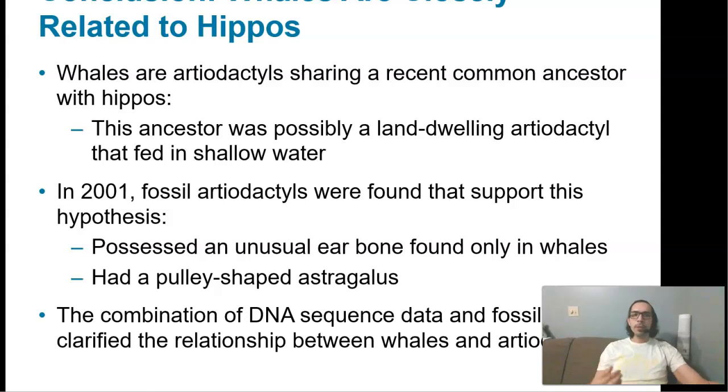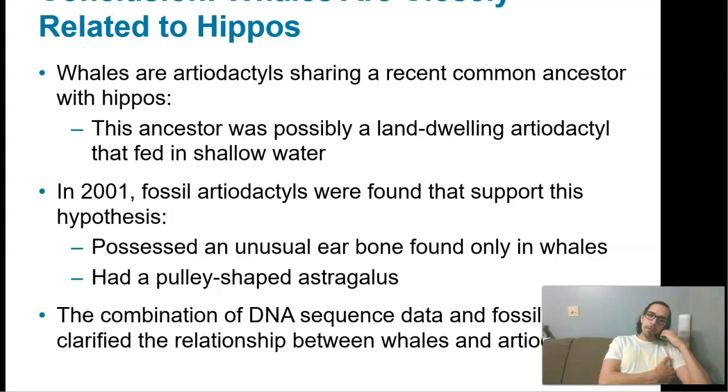So to conclude, whales are artiodactyls, and they share a recent common ancestor with hippos. So this ancestor was probably a land-dwelling artiodactyl that fed in shallow water, similar to what hippos do today. So hippos are very amphibious. They do spend a lot of time in water.